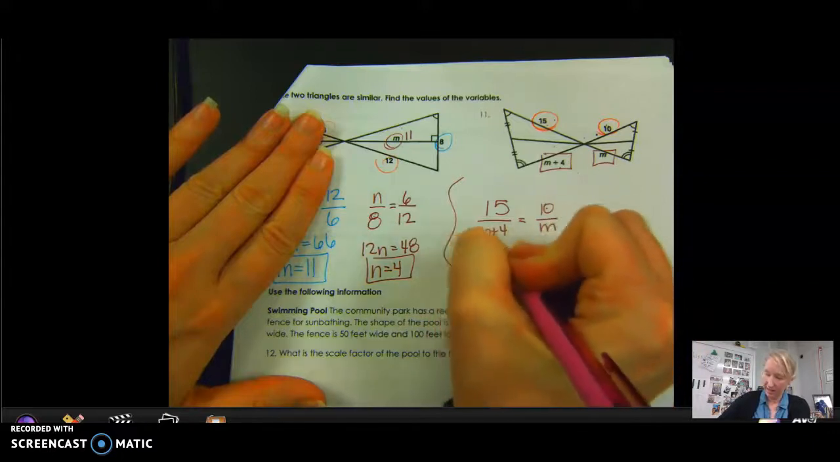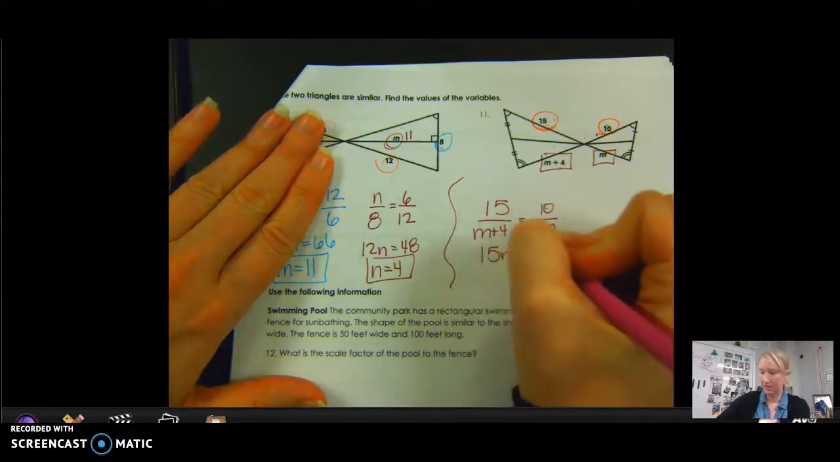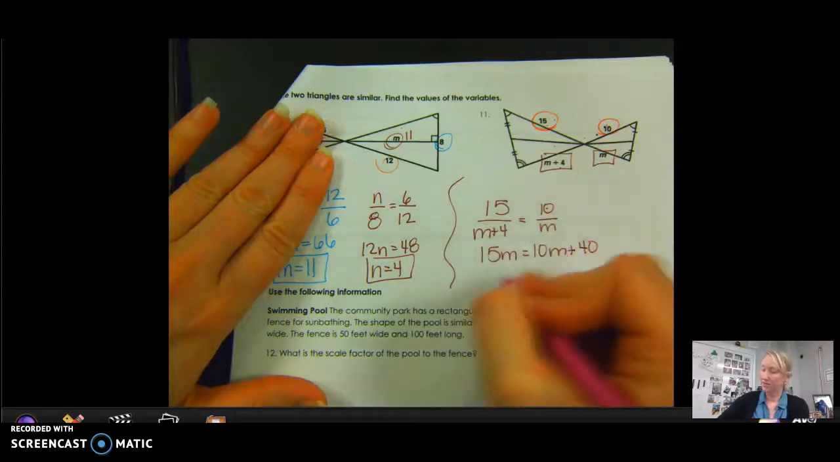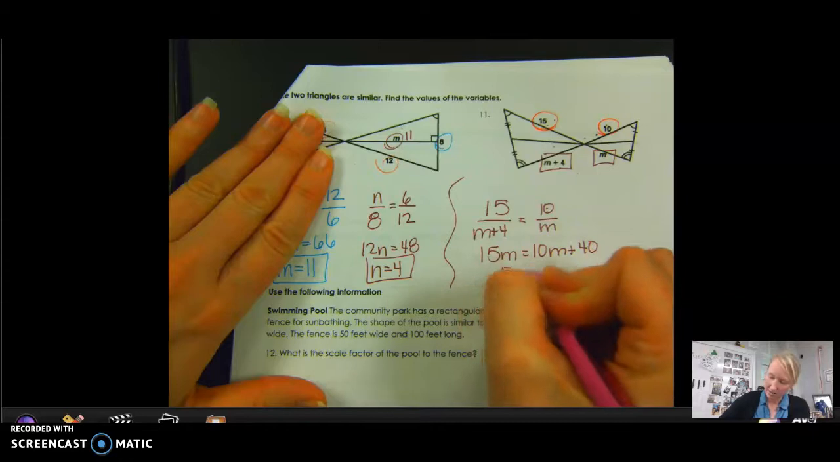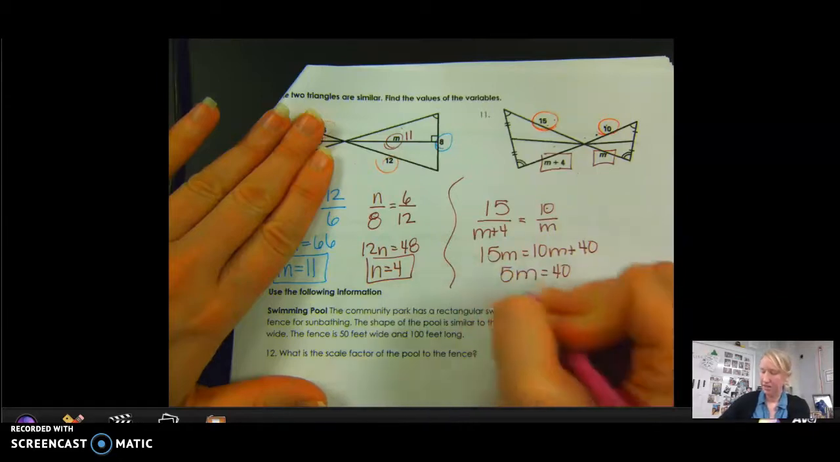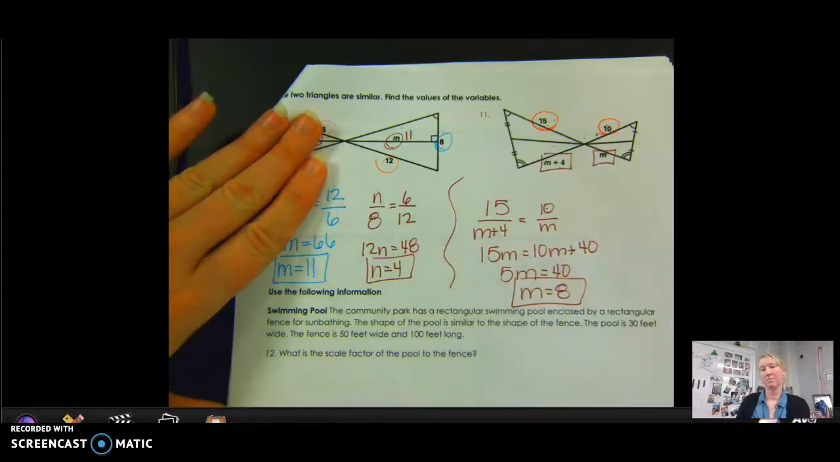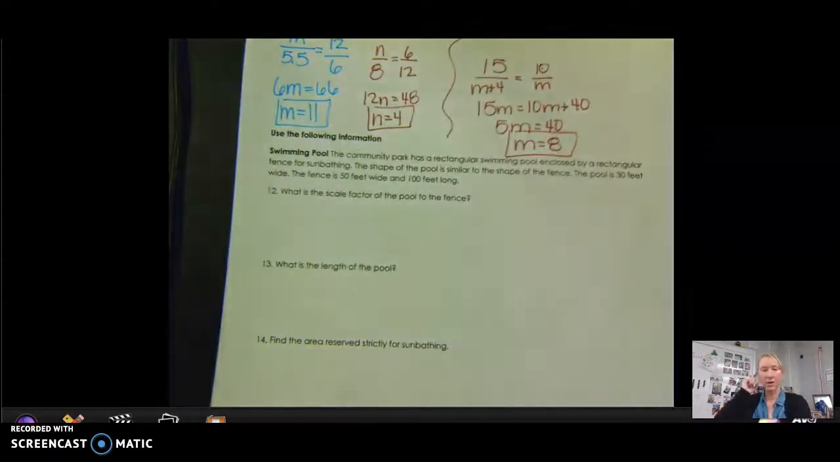I get 15m equals 10 times m is 10m, plus 10 times 4 is 40. I'm going to subtract 10m from both sides, and I get 5m equals 40. Divide by 5, and I get m equals 8. Okay, next one. Go ahead and try all parts of this, and pause me, unpause me when you're done.